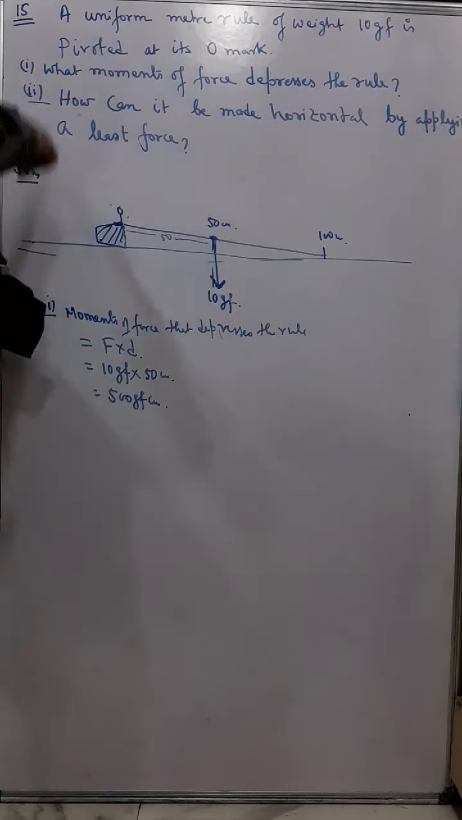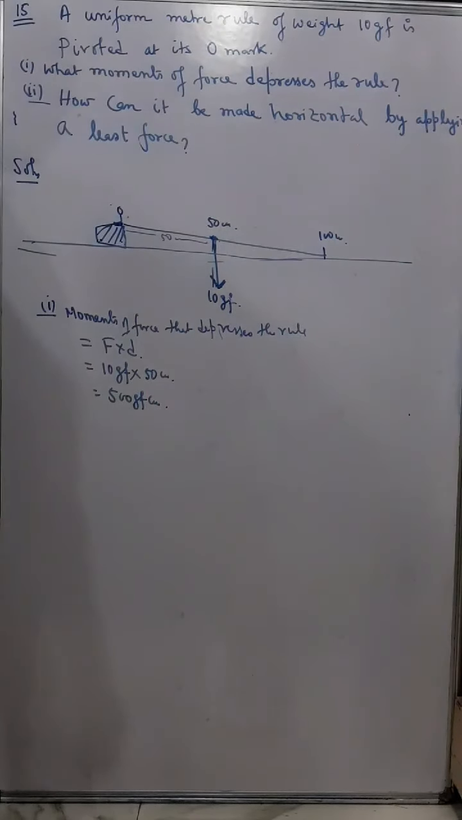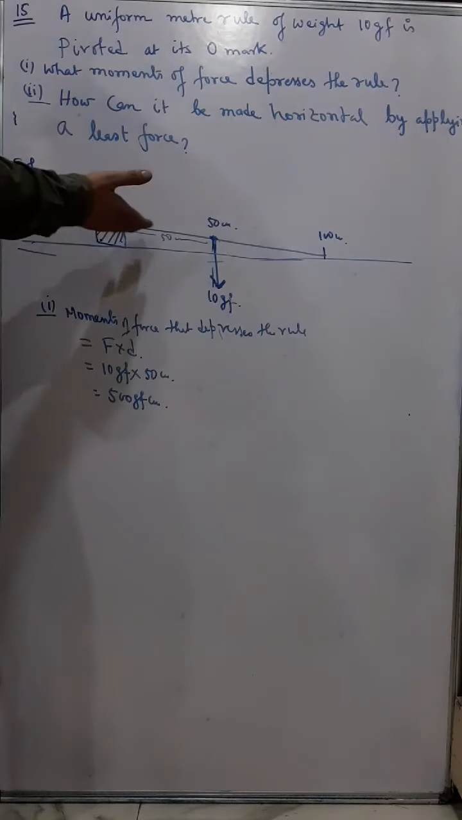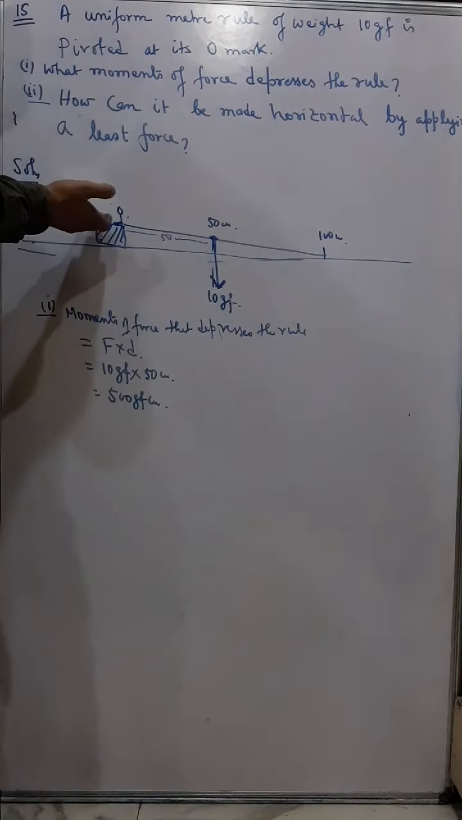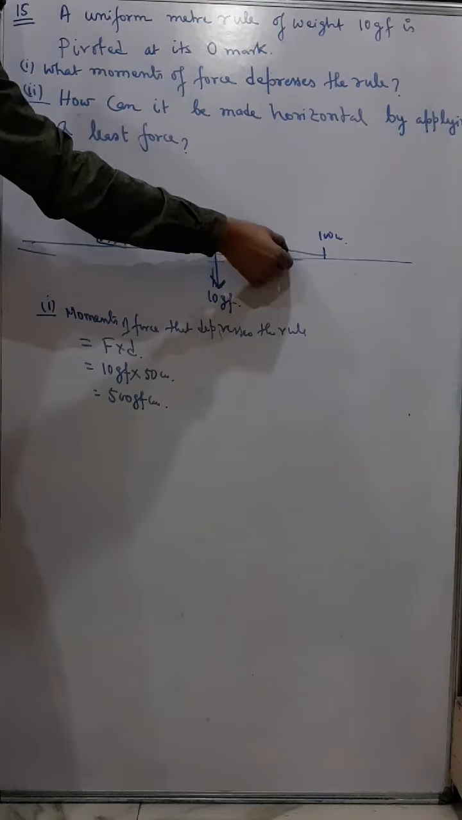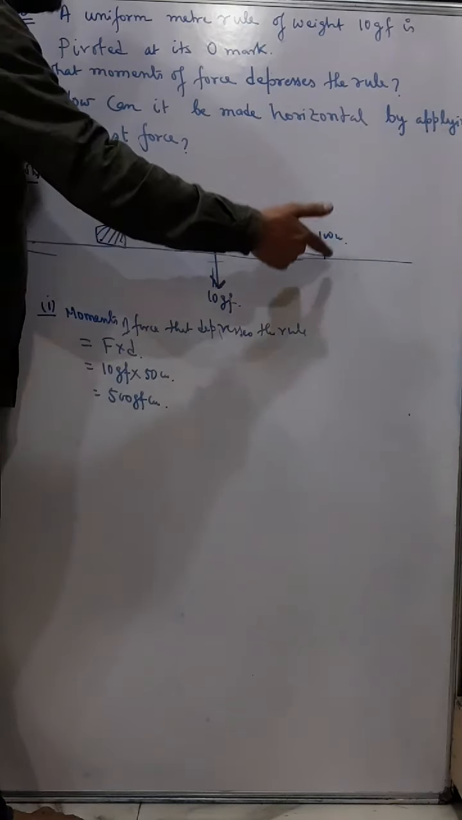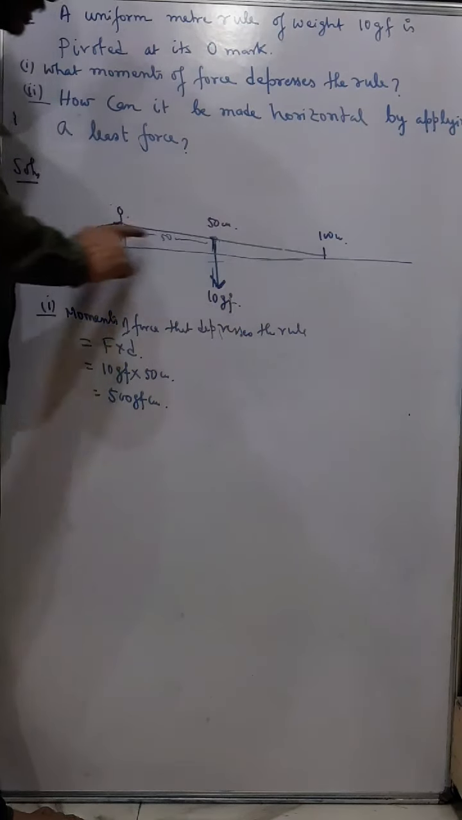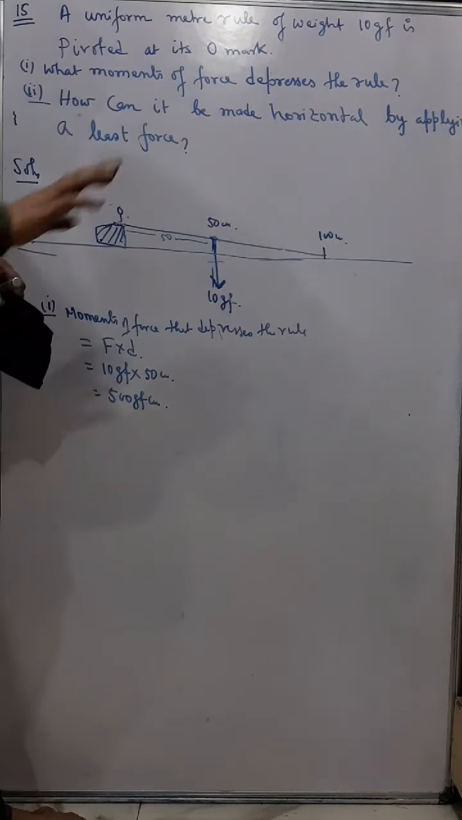And next, part 2, what they told: how can it be made horizontal by applying a least force? Now how can we make this one horizontal? That means in equilibrium, balanced. We have to pull this meter rule upward by applying a least force, and you know that for rotating any object, the point of least force is at the greatest distance from the axis. So try to understand.